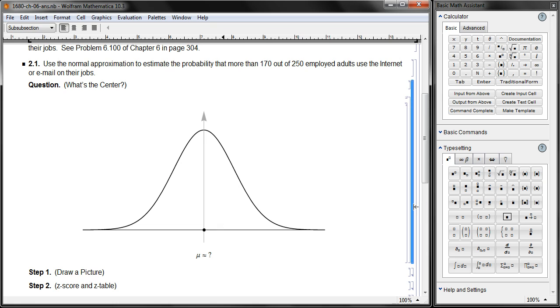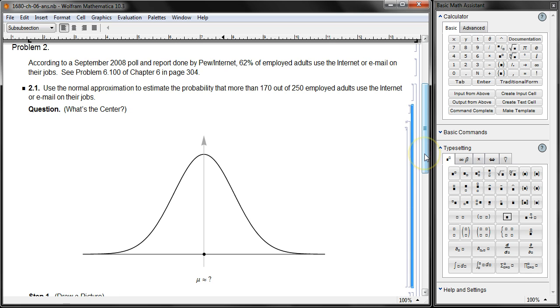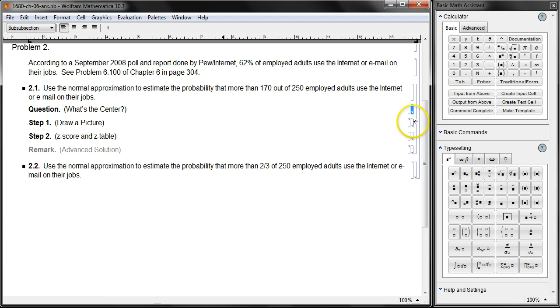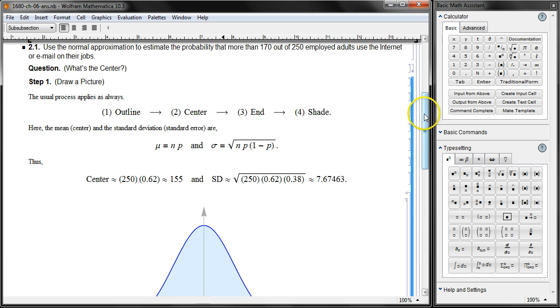You have to draw a picture, but here's a dilemma. What is the center? If you don't know what the center is, how in the world are you going to put 170? This 170 should go somewhere. Does it go here or there? Well, in order to answer this question, we need these formulae.